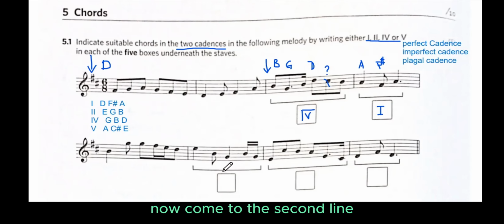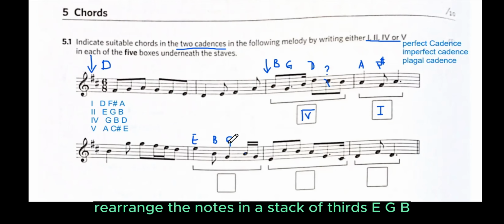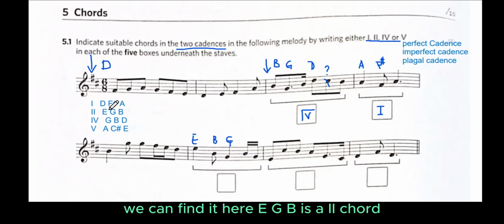Now come to the second line. Second bar starts with the E, B, and G. Then the B and G are a repetition. We arrange the notes in a stack of thirds, E, G, B. We can find it here. E, G, B is a 2 chord.